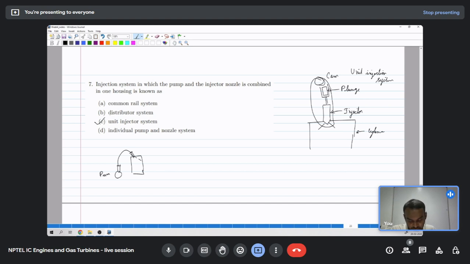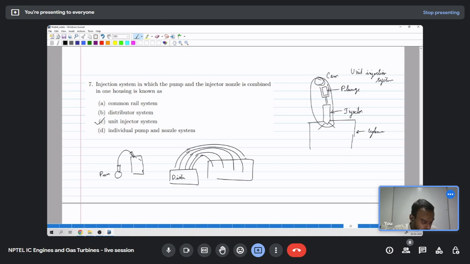And in case of a distribution system, there will be one distributor unit, and for a 6-cylinder engine there will be 6 fuel lines coming out, and in the engine block each one goes to each cylinder and will be connected to different injectors. And this distributor in turn will be connected to the engine crankshaft or engine camshaft.